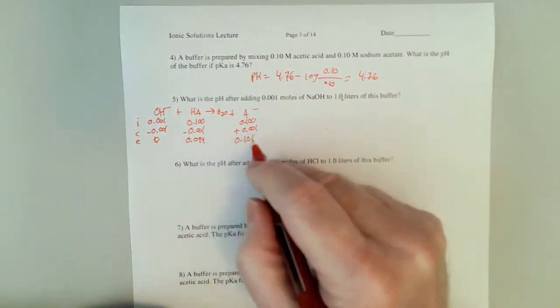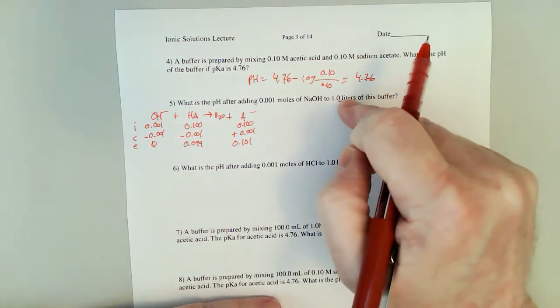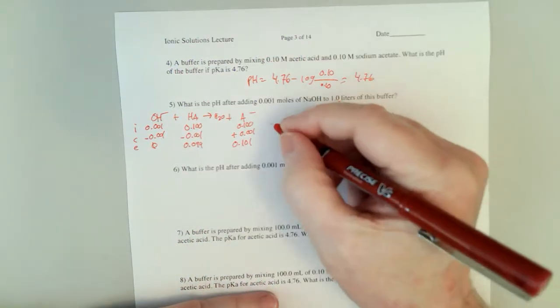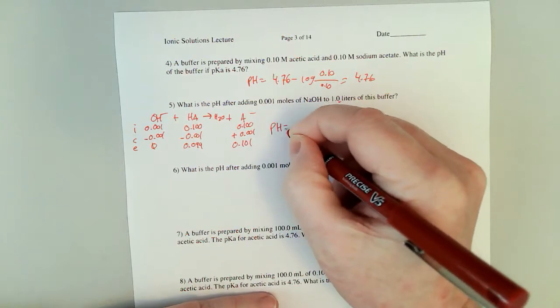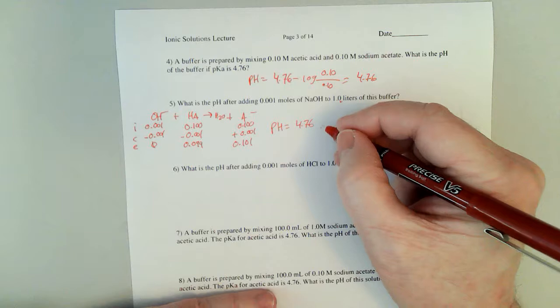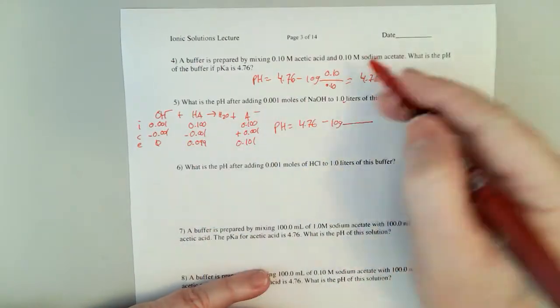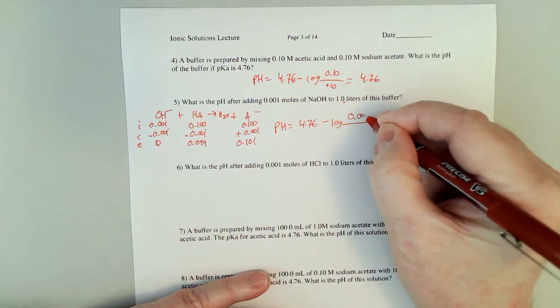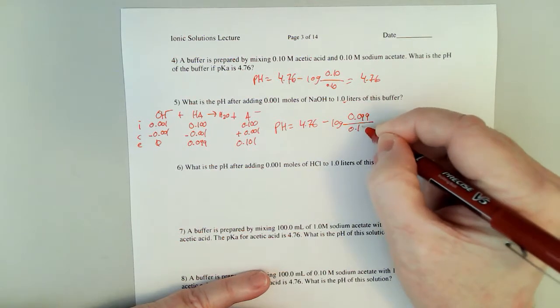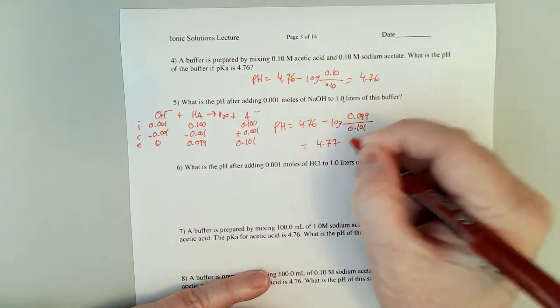Now those are moles. Okay? That's fine, because it's per 1 liter, which means it's also molarity. Or I can just think of it as, since it's a ratio here, the volumes cancel out. So minus the log of, now the HA is 0.099, the A minus is 0.101, and this equals 4.77.